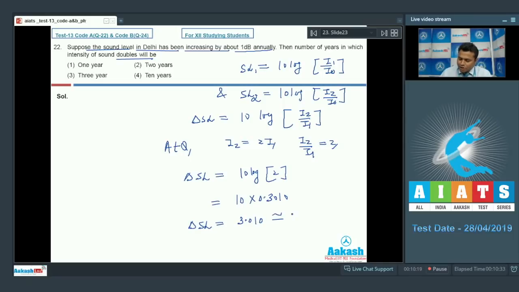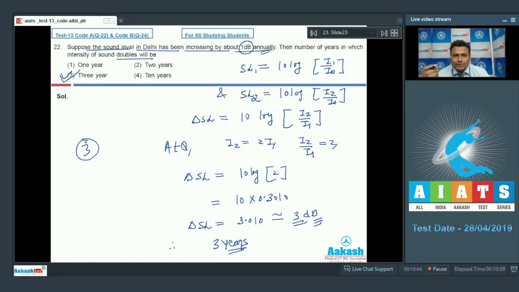3.010, or approximately about 3. So sound level is increased by 3 decibel. Now according to the question, 1 decibel increase is in 1 year. So 3 decibel increase will be in 3 years. Therefore 3 years will be the answer, and we'll go with option number 3 only, which is absolutely correct.